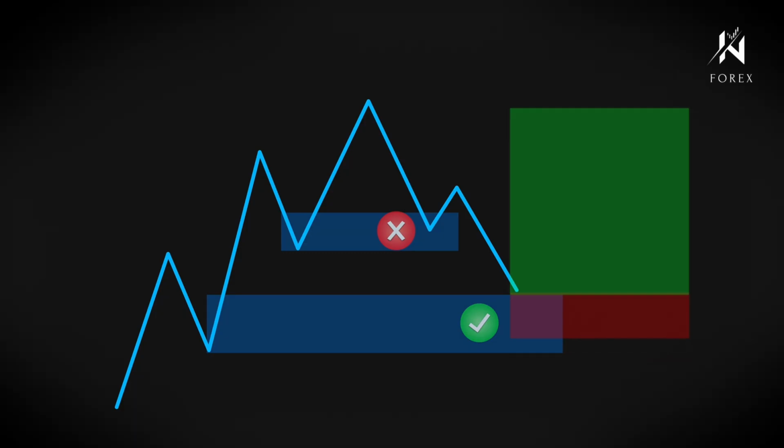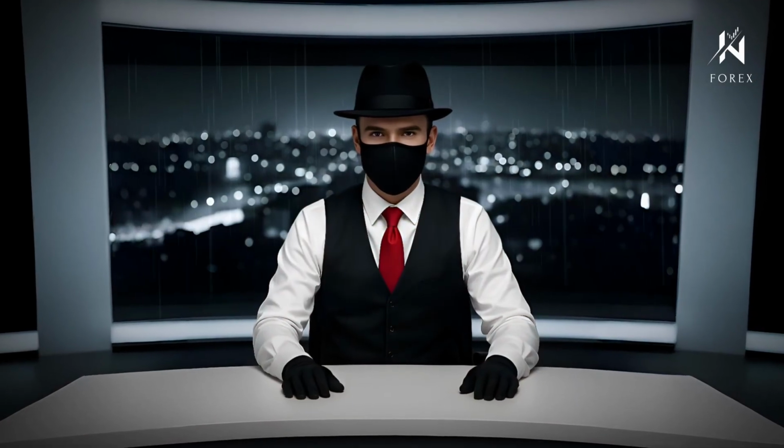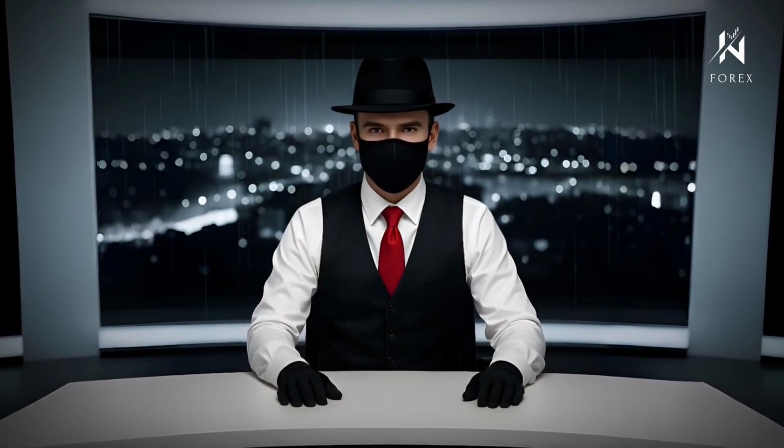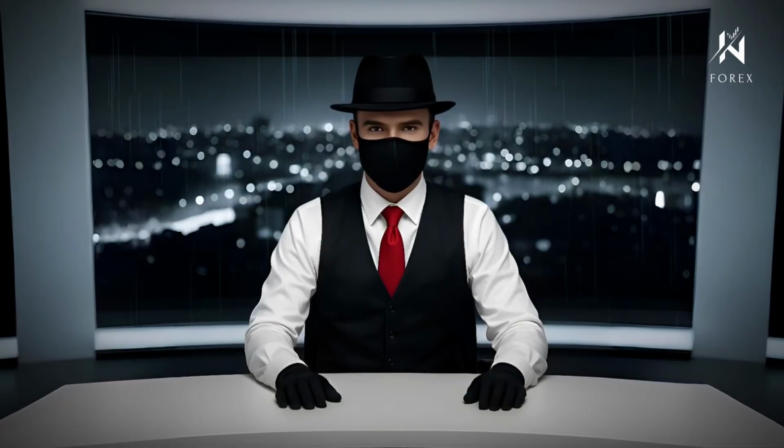They only form at the real high probability zones, where the smart money actually steps in. Before we dive into the entry model, let's first understand a key question. How many types of break of structure are there? There are 3 main types.